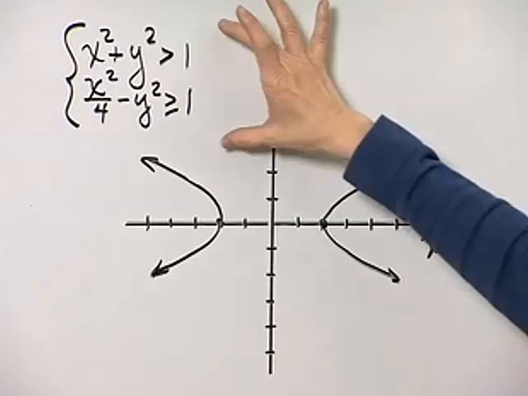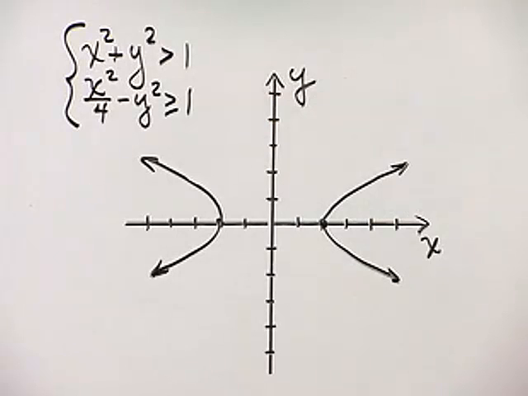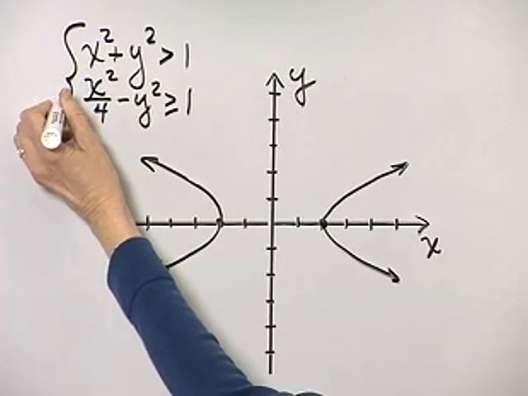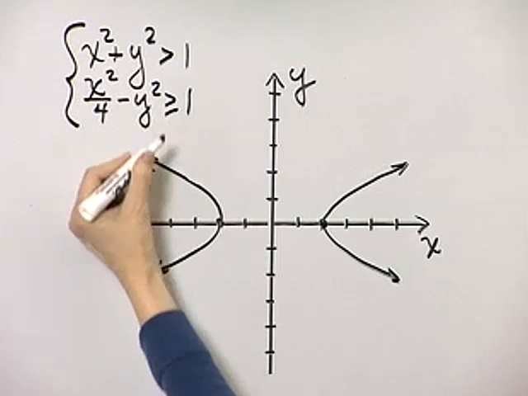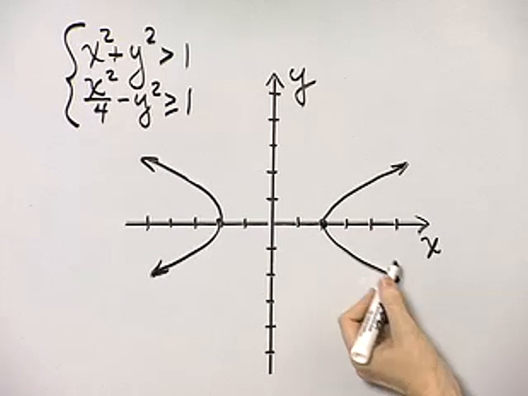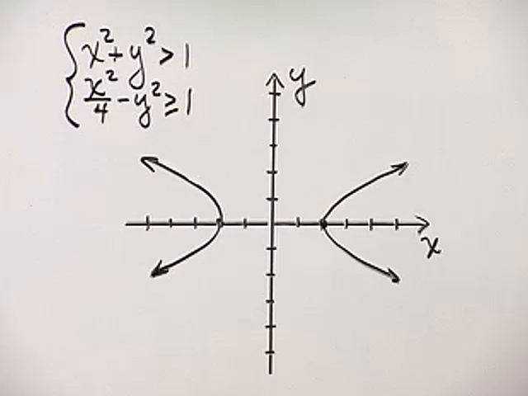Let's graph this system of nonlinear inequalities, and what that means is we want to graph the solution region for these nonlinear inequalities. Now notice the second graph, if I use this as an equality, it is a hyperbola. So I've already graphed the hyperbola, and now we need to decide where to shade.